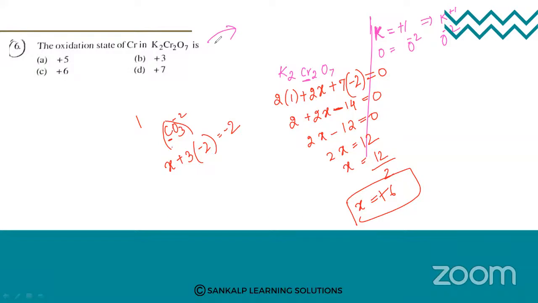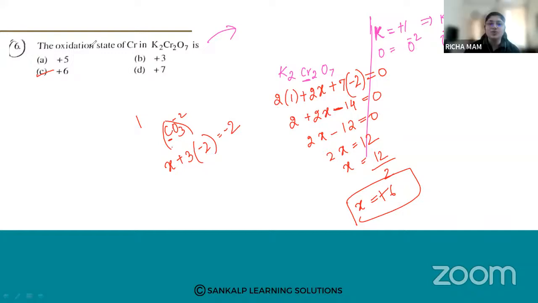Yes, Suma has answered as C. Sita has answered as C. Aishu has answered as C. So this is the correct answer. Good. Fine. It is option number C. Understood? So like this, you have to find the oxidation state.